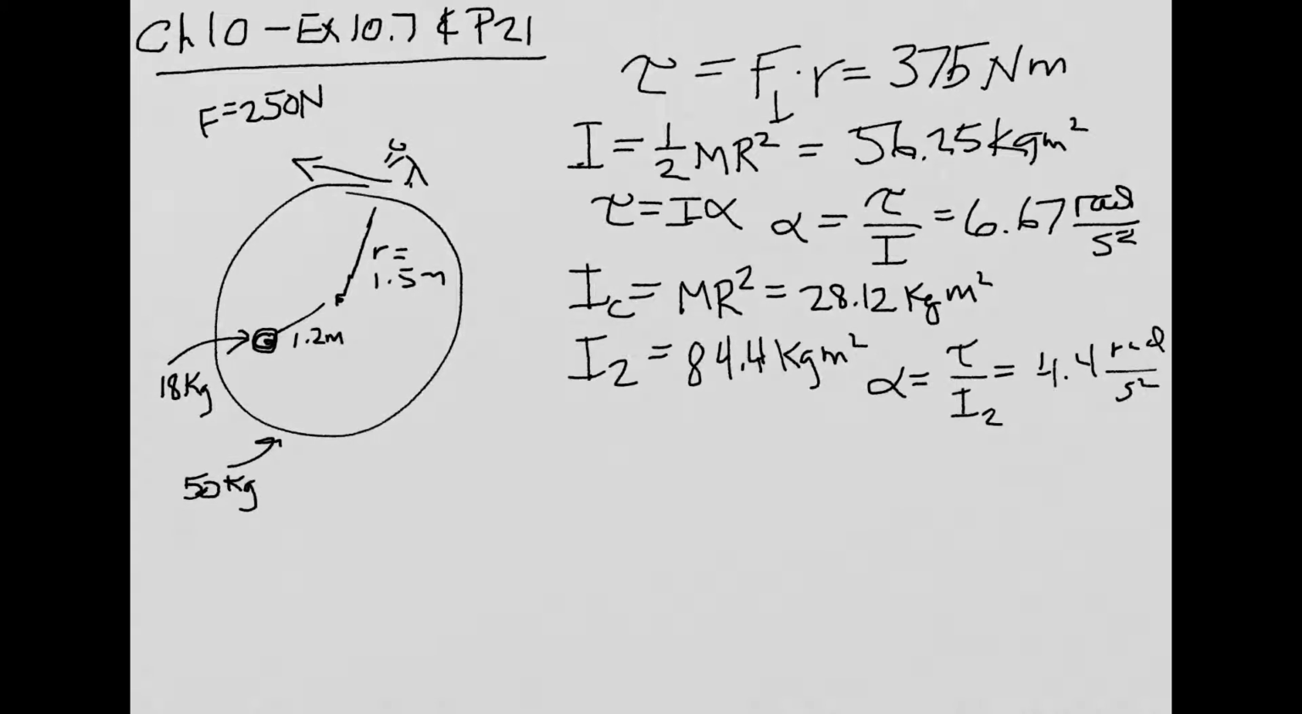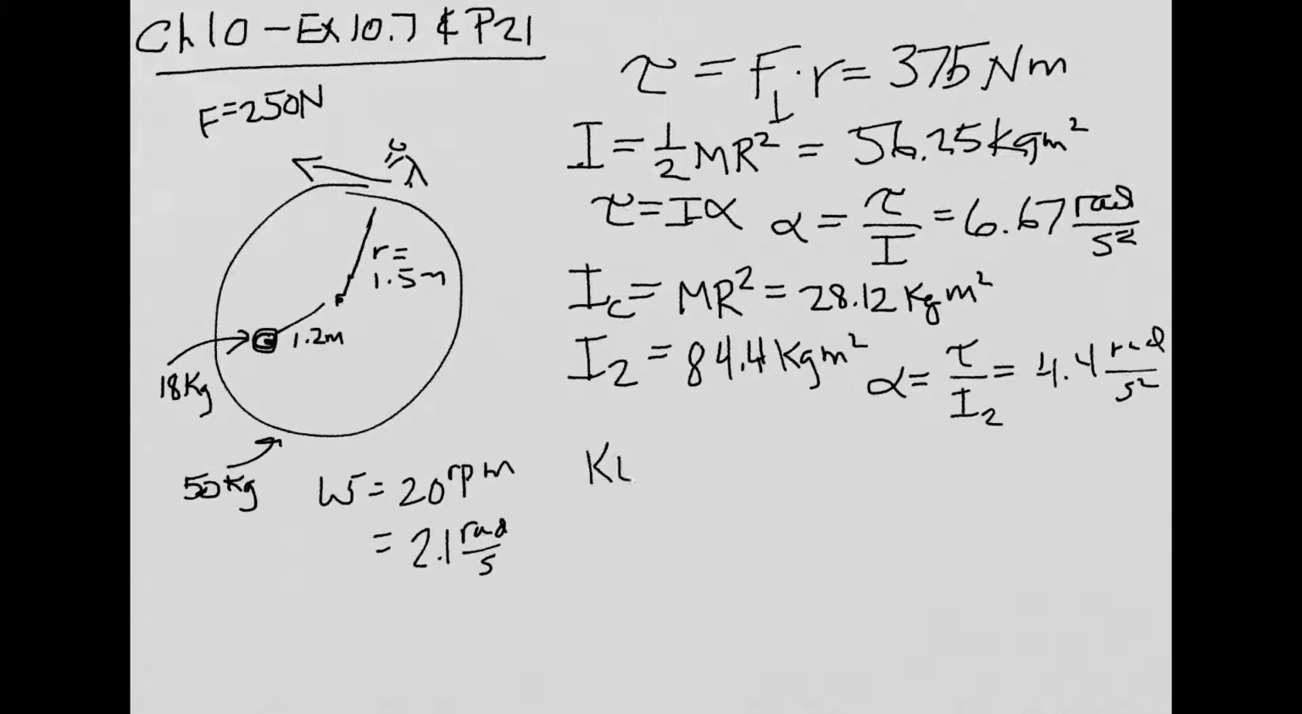Now we go on to problem 21, and they ask, what's the kinetic energy of the child and the merry-go-round if they have an angular velocity of 20 RPM? We'd need to convert that to radians per second, so we'd multiply that by 2 pi radians, 6.28, and we divide that by 60 seconds, and we'd end up with 2.1 radians per second.